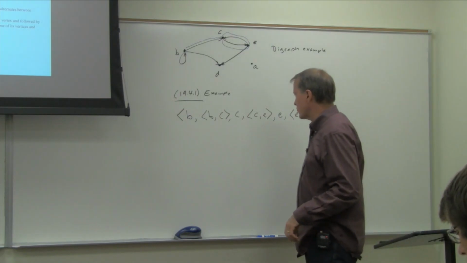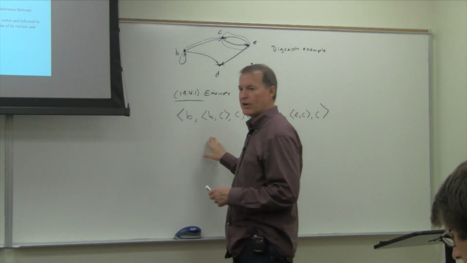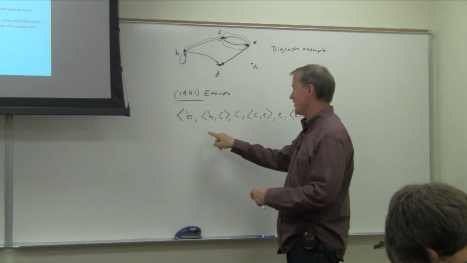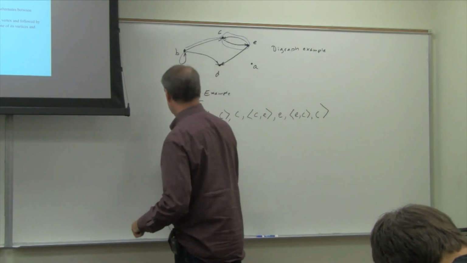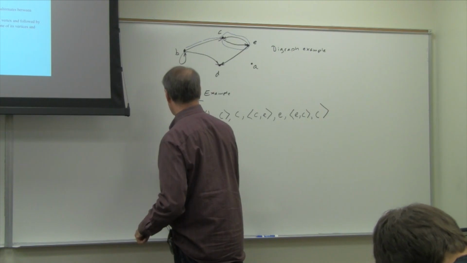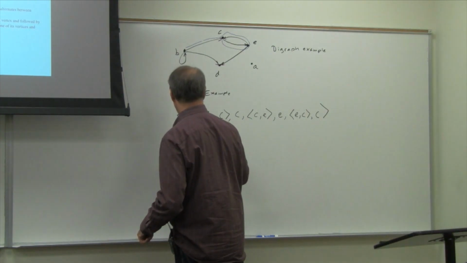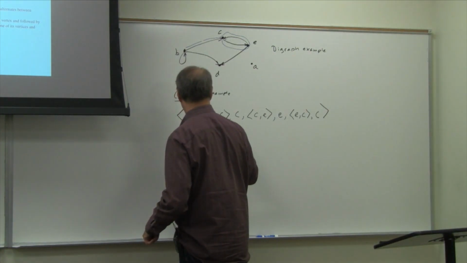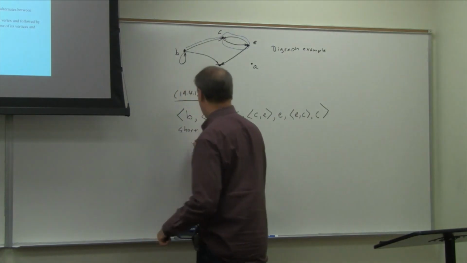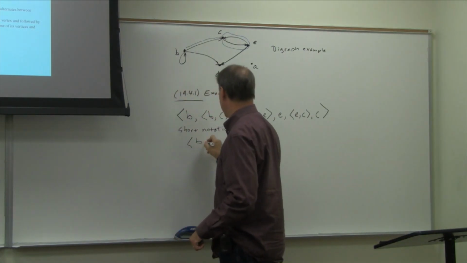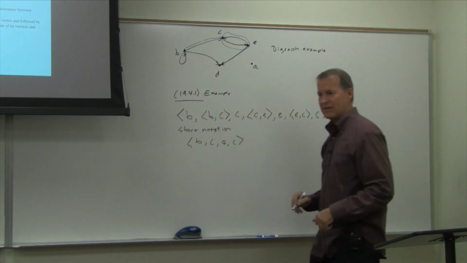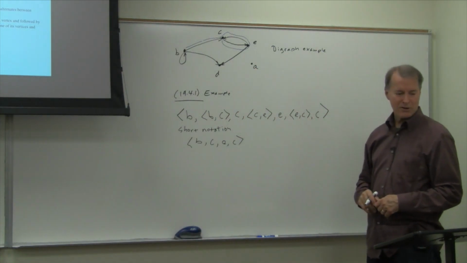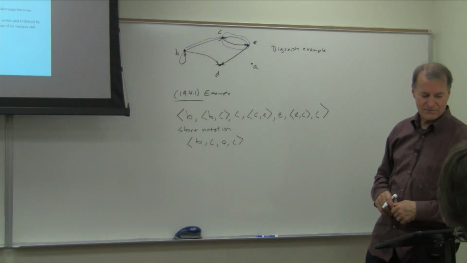Now, we frequently will use a short notation because, you know, here we've got B, BC, C, and so on. So when possible, we'll use a short notation, and we'll just call this B, C, E, C. Leave out the edges. Are you with me? So that's a short notation.